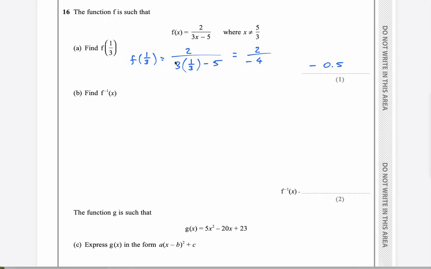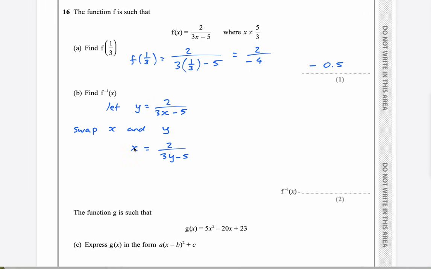Okay, inverse function. So the way I do this, guys, is I let y equal this, 2 over 3y minus 5. And then, because I'm getting the inverse function, I swap x and y. Now you can do this at the end as well, but I just like to do it at the start because there's usually a mark for doing this. So we swap x and y. x is equal to 2 over 3y minus 5. And then we rearrange to get y.